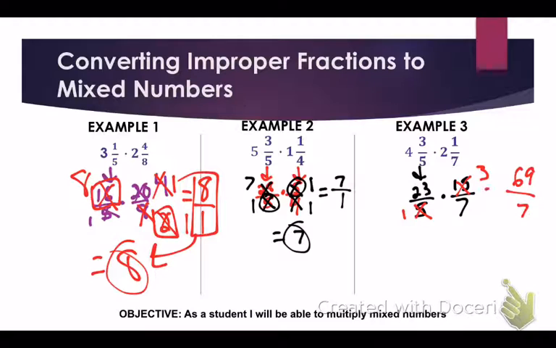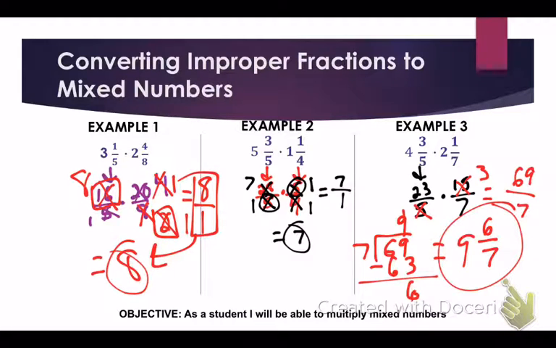69 over 7. Unfortunately, that is an improper fraction, so I need to convert it. That means 69 divided by 7. 7 goes into 69 9 times. 9 times 7 is 63. We subtract, and we have 6 left over. That 6 becomes my numerator, and the 7 my denominator, so I have 9 and 6/7. Ladies and gentlemen, that is the correct answer for example number 3.